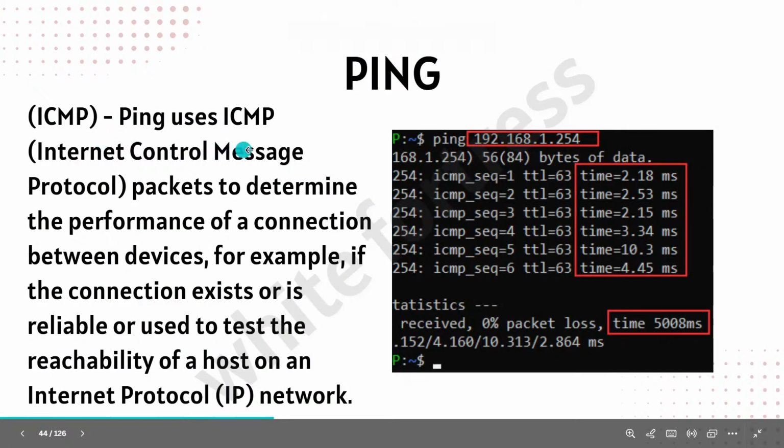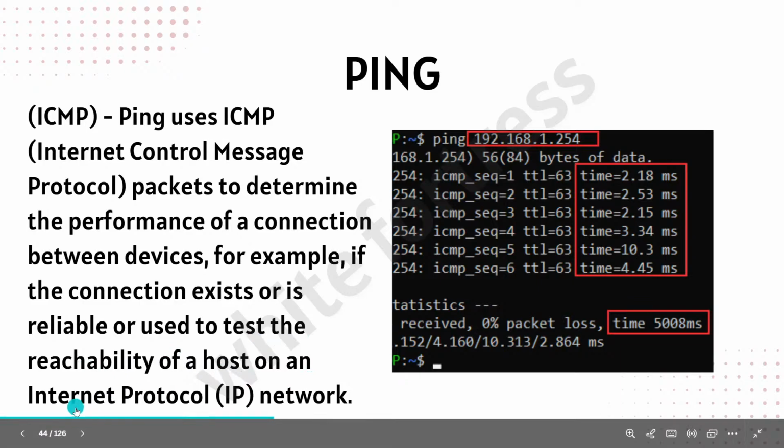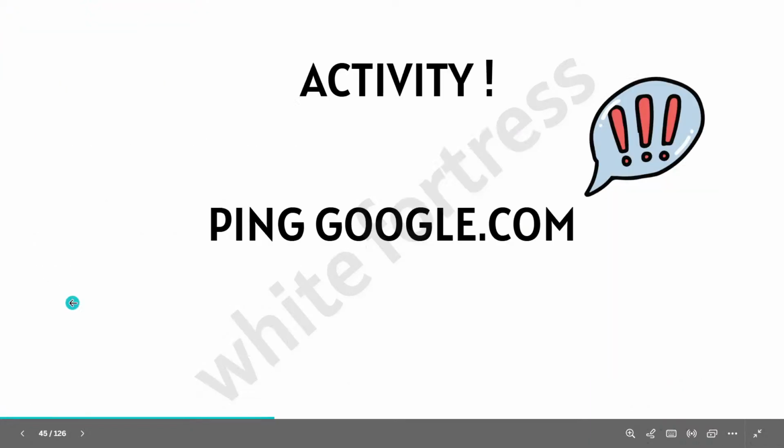Ping uses Internet Control Message Protocol packets to determine the performance of a connection between devices. It determines how good the connection is, how reachable the connection is. For example, if the connection exists or is reliable, or used to test the reachability of a host on an internet control network. So, on an IP network, it is used to test the reachability and reliability of the host.